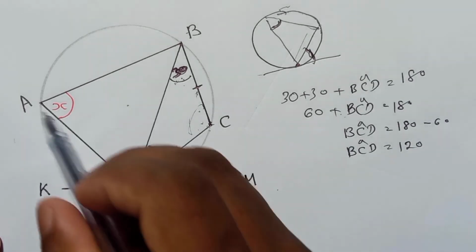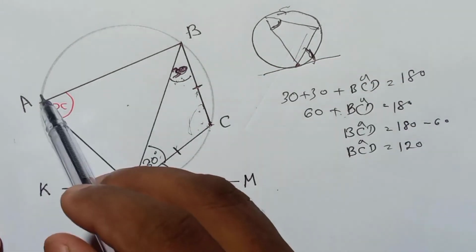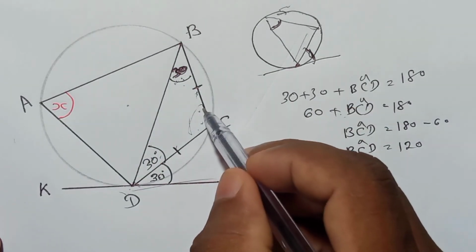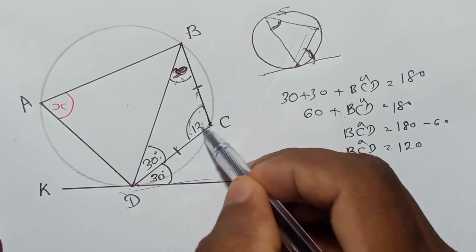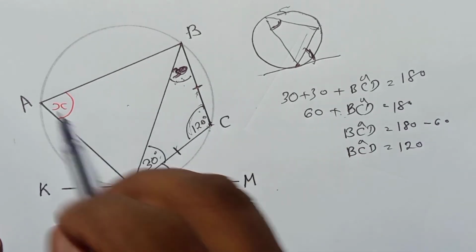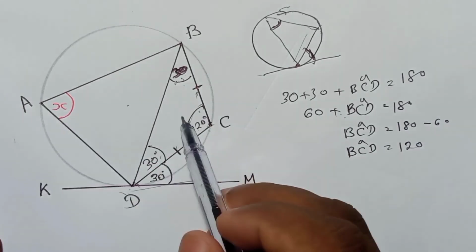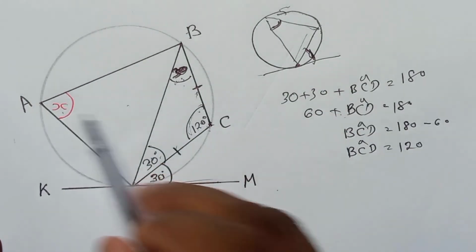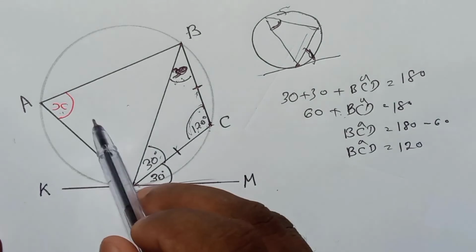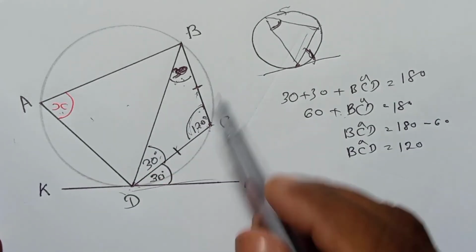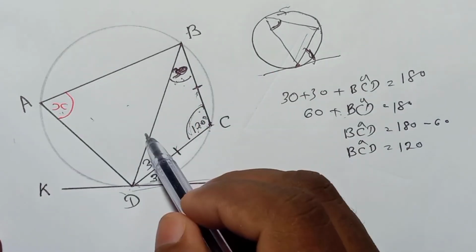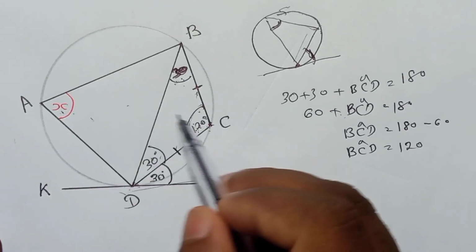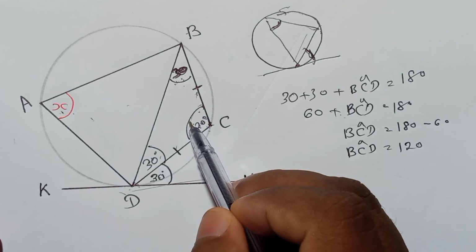Then we know this is a cyclic quadrilateral. That means ABCD is a cyclic quadrilateral. That means if this is 120, now we got the answer for this one, 120. This should be again 60, because in a cyclic quadrilateral, opposite angles add up to 180, or supplementary, as we normally call it. In a cyclic quadrilateral, opposite angles add up to 180 or supplementary.